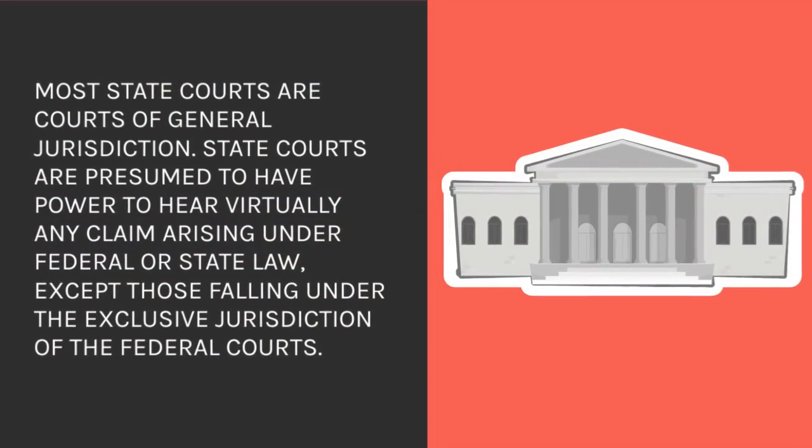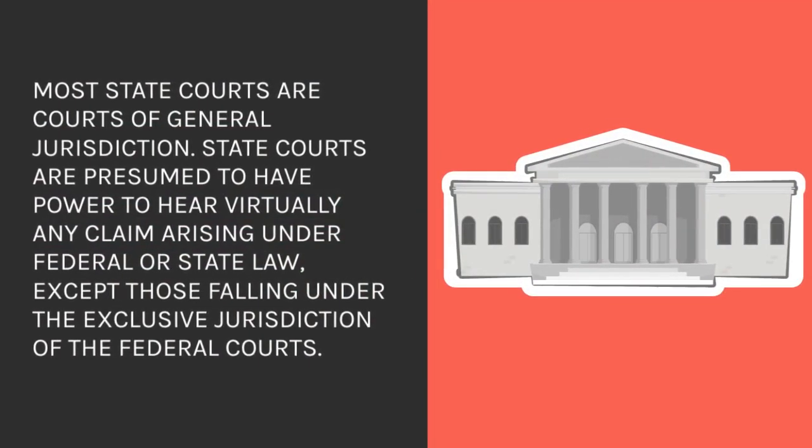Most state courts are courts of general jurisdiction. State courts are presumed to have power to hear virtually any claim arising under federal or state law, except those falling under the exclusive jurisdiction of the federal courts. Most states also maintain specialized courts of limited subject matter jurisdiction. Examples of these courts are probate court, traffic courts, juvenile courts, small claims courts, and family courts.